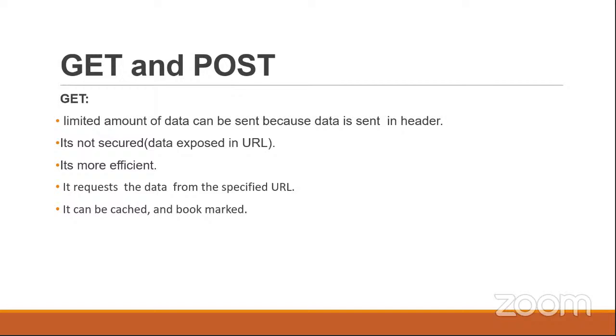Right. Getting something from the server. Before getting, we may need to send some data. So we need to send data, either with the help of get or post. But here the difference is, when we talk about a get, of course, we can send, but the data will be exposed in the URL. So this get method is not secured.